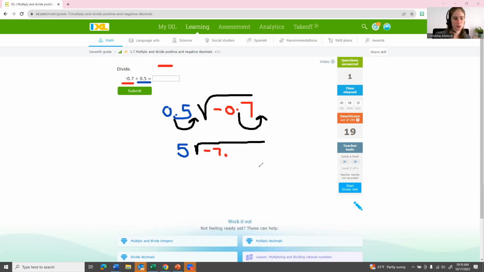And just like with the multiplication problem, if it confuses you to have that negative there, you can get rid of it. Just make sure that you don't forget to include it in your final answer, okay? All right, let's perform our division here. 5 can go into 7 one time, and 5 times 1 is 5. So when we perform that subtraction, 7 minus 5 is 2.